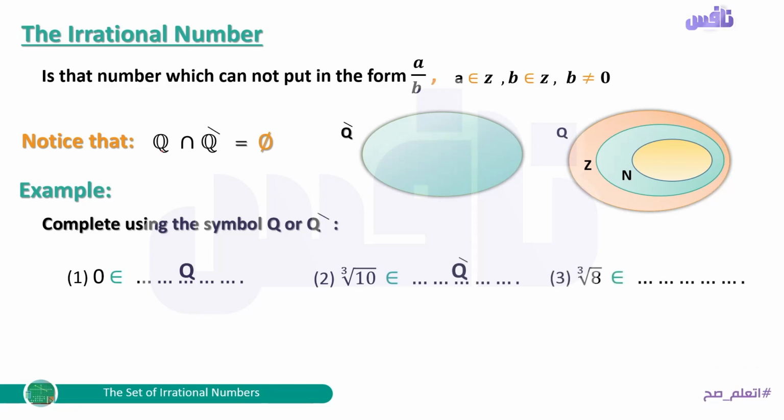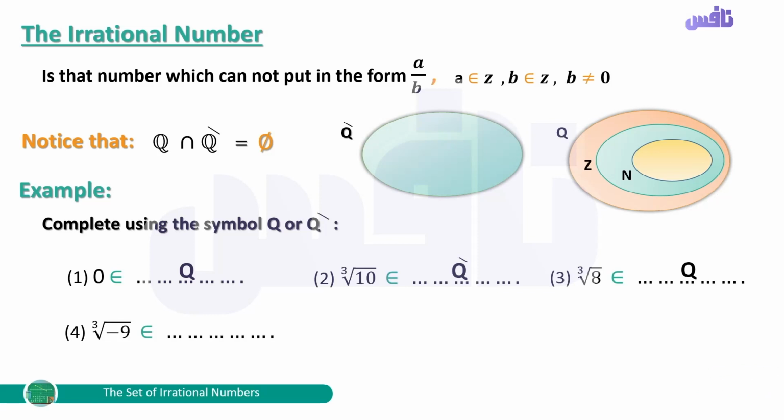Number 3 we have cubic root 8. أنا قلت لك cubic root 8 we're going to use calculator and we are going to write cubic root 8 on the calculator. Then press equals. As you see, the result will be 2. Cubic root 8 equals 2. The number 2 is natural number, and any natural number belongs to n. And the set of natural numbers, as you see, inside the set of rational numbers. So the number 2 belongs to Q.